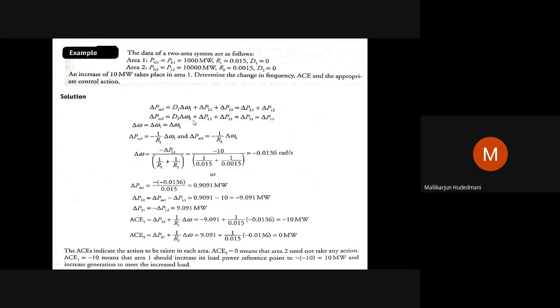Then this gets simplified as delta P12, because there is no change in load, because the load changes in only area 1. Hence, this all together turns into delta P21, nothing but delta P1 only from this perspective. Whatever is gained is only exchanged with the neighbor area.